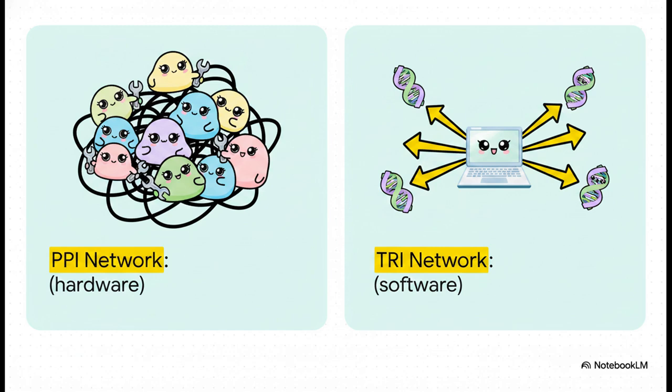Now, the cell relies heavily on two completely different systems. First, there's the protein-protein interaction, or PPI network. You can think of this as the physical hardware, literally proteins bumping into each other in an undirected graph to form complexes. Second is the transcriptional regulation interaction, or TRI network. And this operates exactly like software. It's highly directed, specifically telling genes when to turn on and off. So the big question for the researchers was, how do these two totally distinct networks interface to actually keep the cell alive?